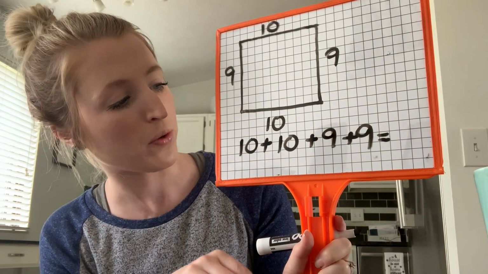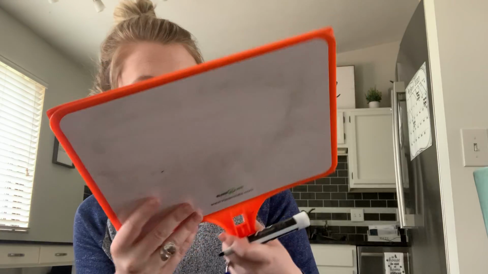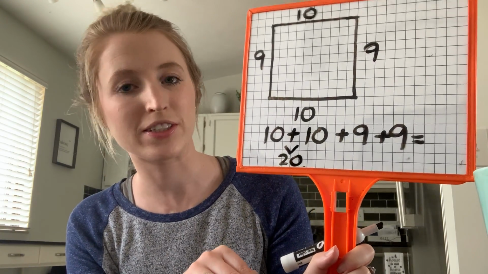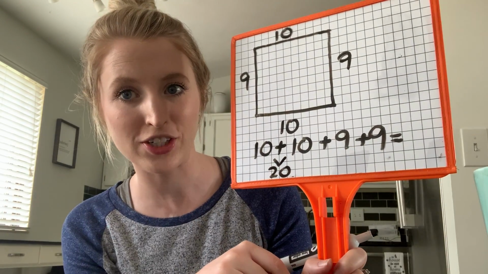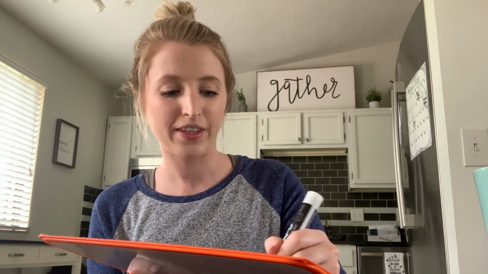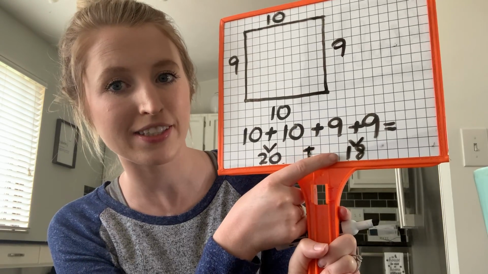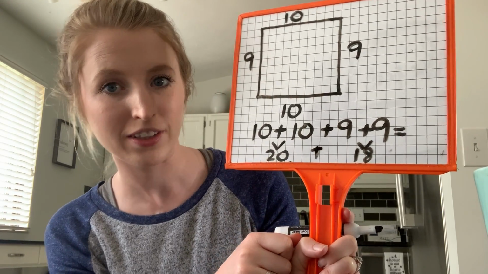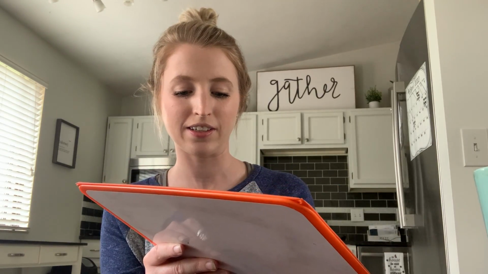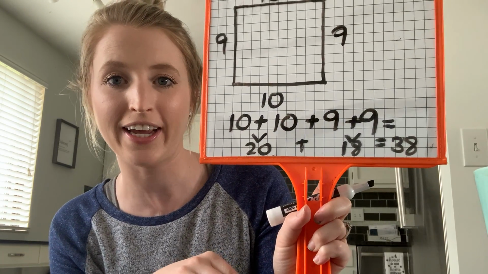Okay, so I'm going to do 10 plus 10, which is 20. Then I'm going to do 9 plus 9, which is 18. Then my final step is to add 20 plus 18 to find the perimeter. So 20 plus 18 is 38. So my total perimeter is 38.